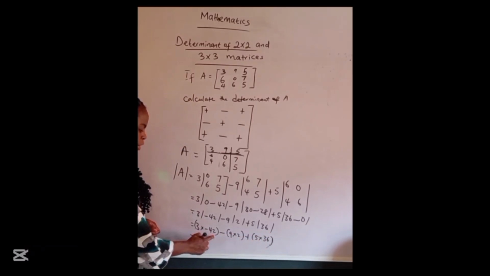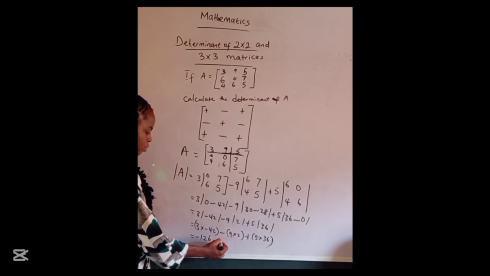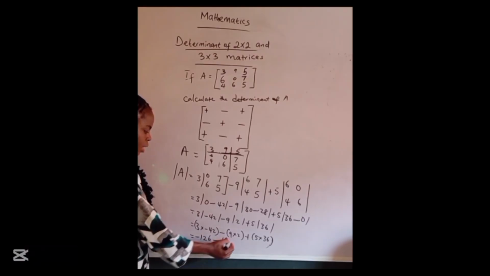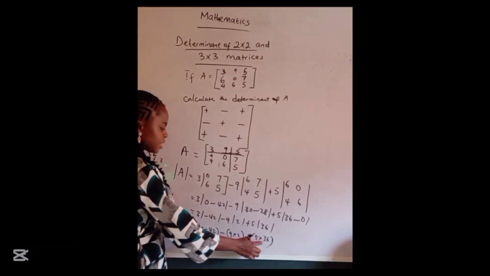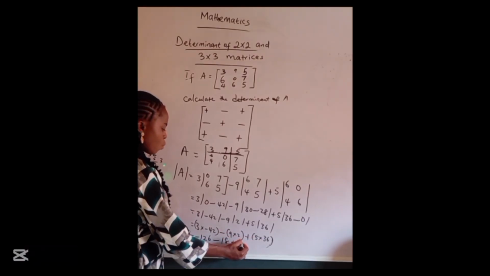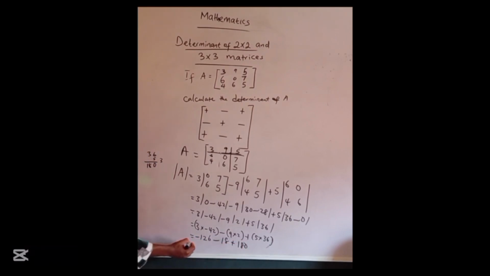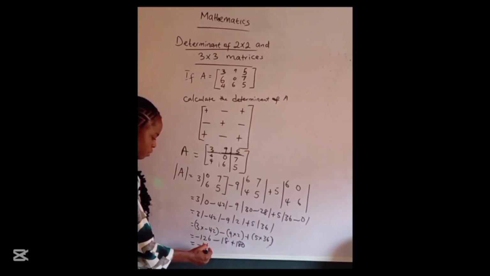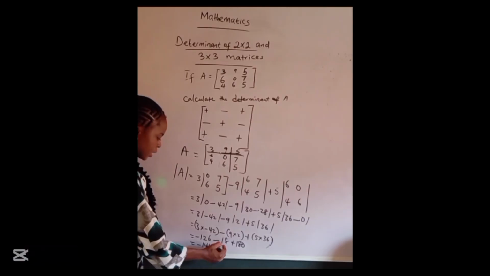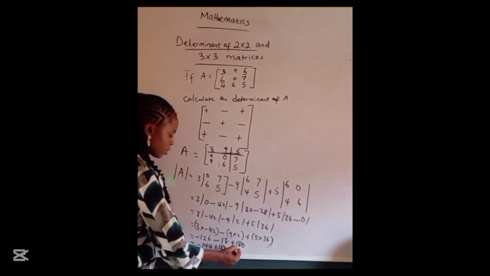3 times minus 42 gives us minus 126, minus 9 times 2, 18, plus 5 times 36 will give us 180. So let's subtract. Minus 126 minus 18 gives us minus 144, plus 180 gives us 36.